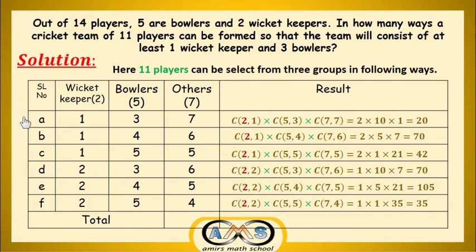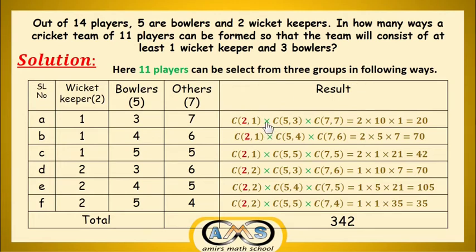If we take sum of all the cases, that will be the total result. That is 20 plus 70 plus 42 plus 70 plus 105 plus 35, which is equal to 342. This is the required result.